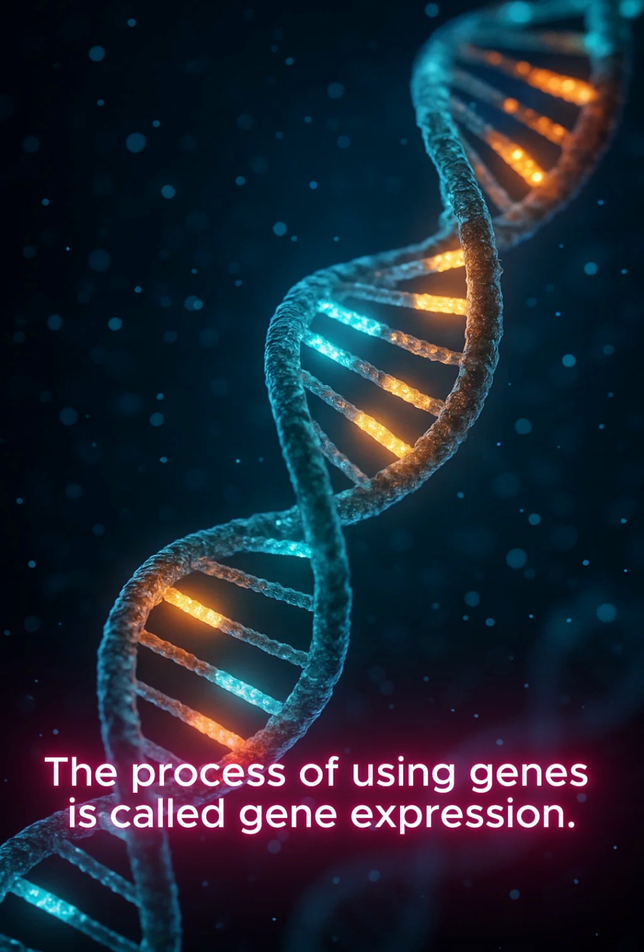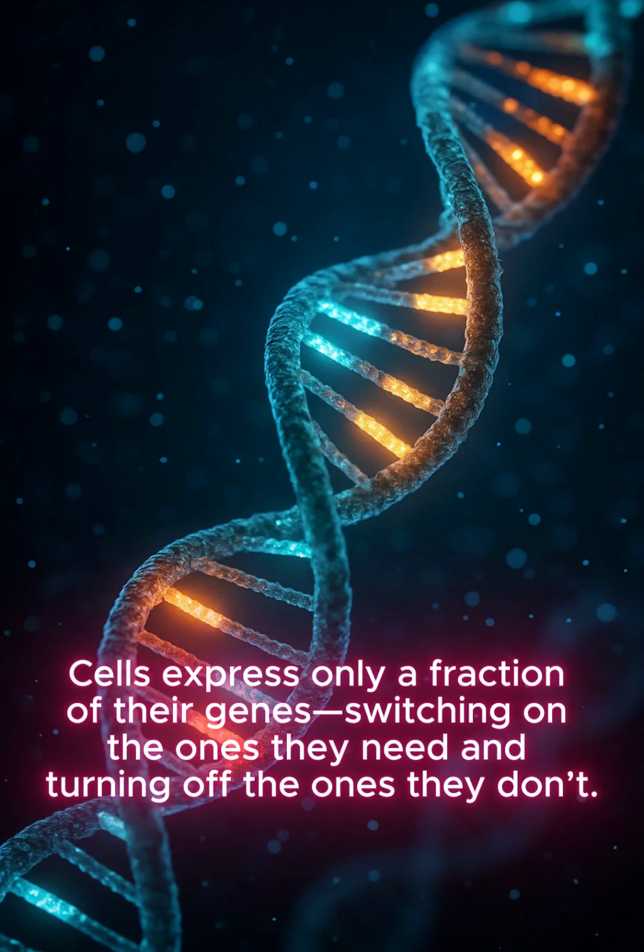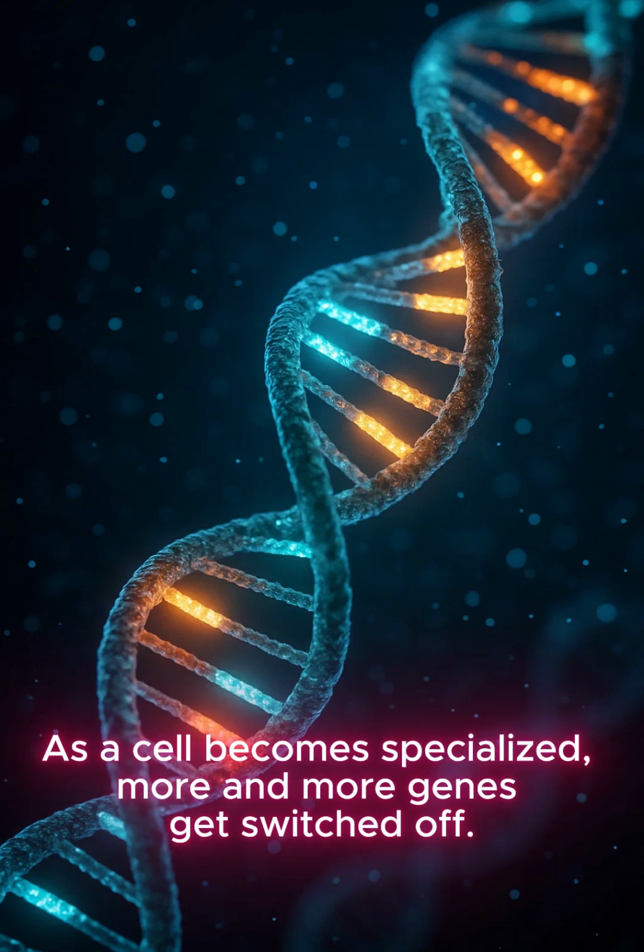The process of using genes is called gene expression. Cells express only a fraction of their genes, switching on the ones they need and turning off the ones they don't. As a cell becomes specialized, more and more genes get switched off.